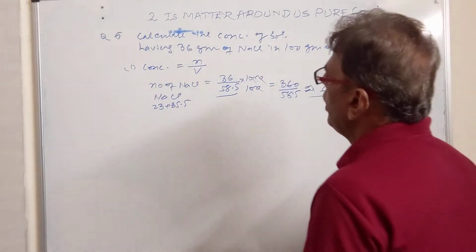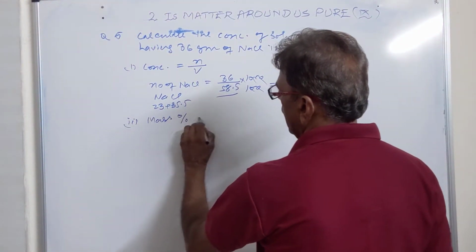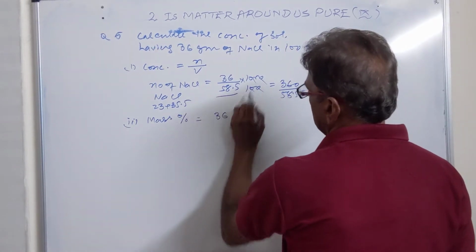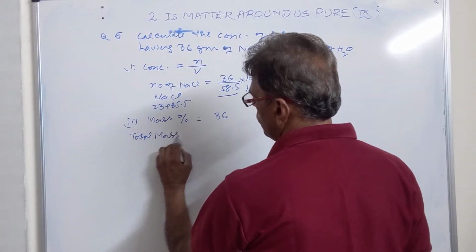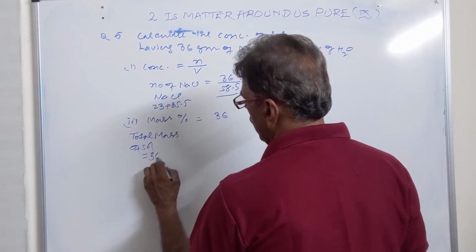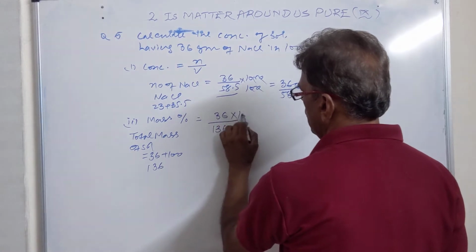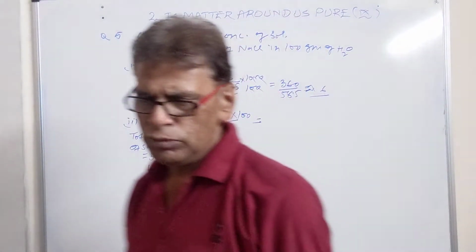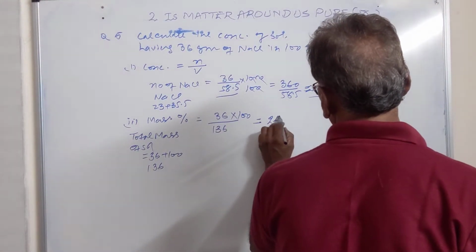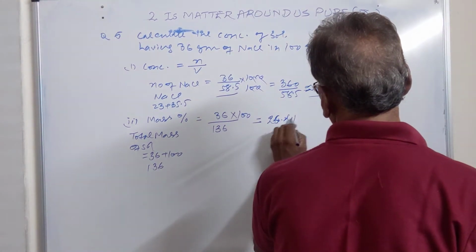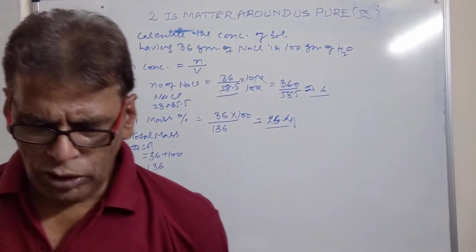Now if we want to express the mass percentage of this solution, that can be expressed by 36 divided by the total mass of the solution, which is taken below. That will be 36 plus 100, it is 136. So 36 upon 136 multiplied by 100, you will get the mass percentage of this solution. It comes out to be 26.4. This is the concentration. It has no unit, number of moles per unit volume of the solution.